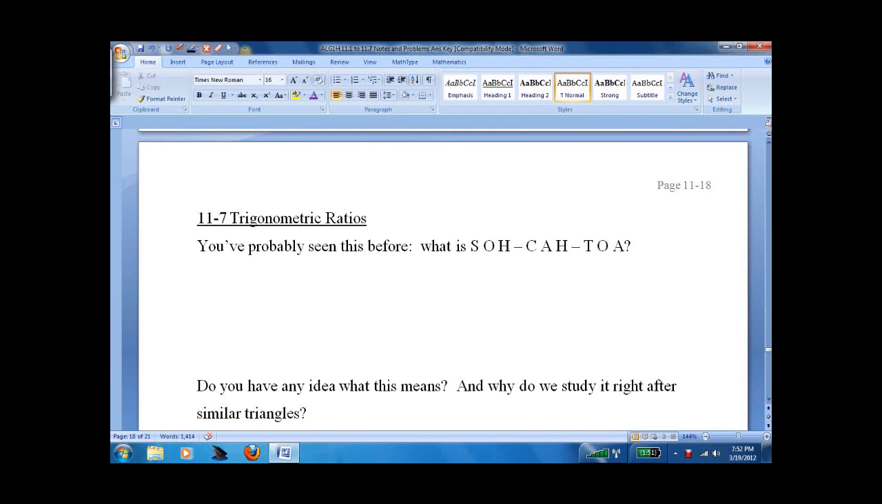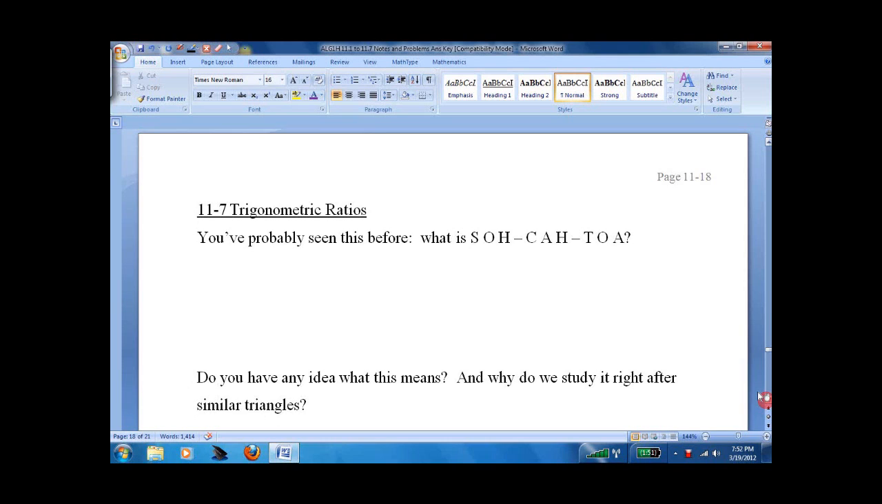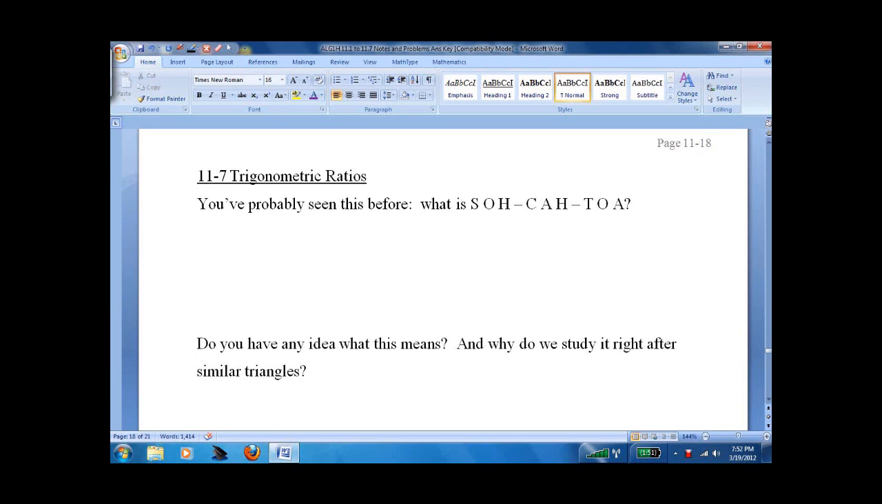Lesson 11.7, Trigonometric Ratios. This is probably something some of you have seen before, not necessarily all of you. And the number one thing to remember when studying trigonometry, or just trig, is SOHCAHTOA. Now, it's an acronym. It doesn't mean anything. I've been told that it means an Indian princess's name. It doesn't mean anything. It just stands for things.